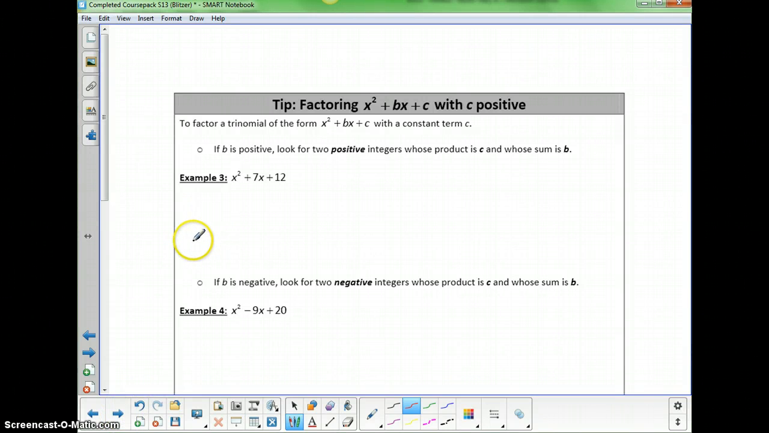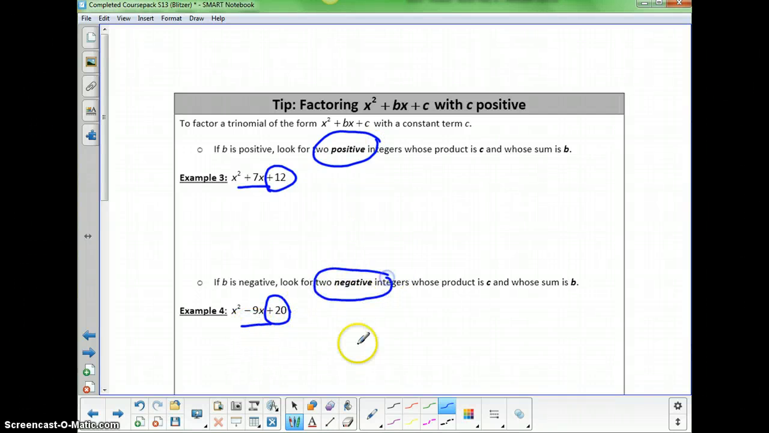Okay, so some tips here. Anytime I have a positive last number, a positive constant, like a positive 12 or a positive 20, I know it's going to be two of the same types of numbers. The only way to multiply to a positive is with two positives or with two negatives. Now I know even more than that based on the middle number. If I need two positives or two negatives to add up to a positive, it's going to have to be two positives. If I want them to add up to a negative, it's going to have to be two negatives.